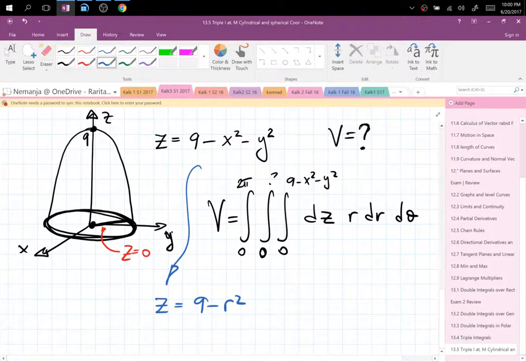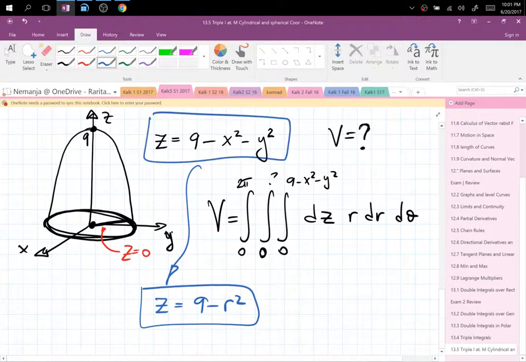This is the equation in cylindrical coordinates, and this is the same equation in rectangular coordinates. So that's the same equation, and it is that equation that I have to put here, because I am not allowed to have any x's and y's in this integral floating about. Everything has to be in terms of r and theta and z because that is what I'm integrating with respect to. There are no x's or y's.